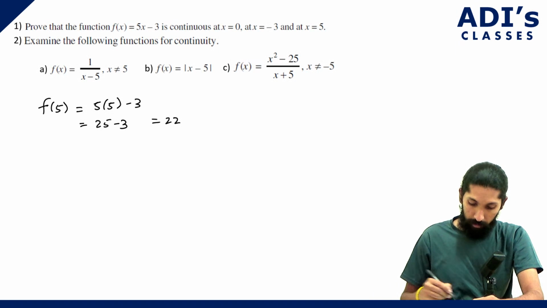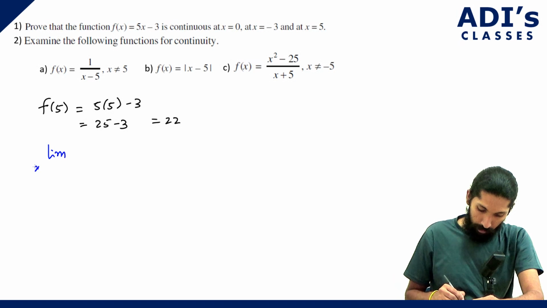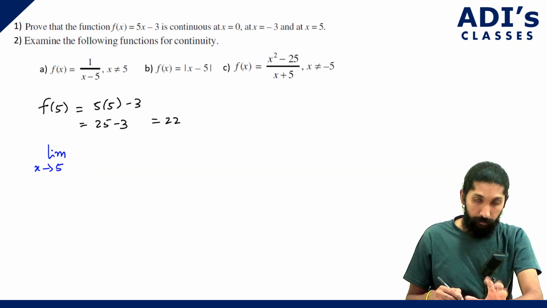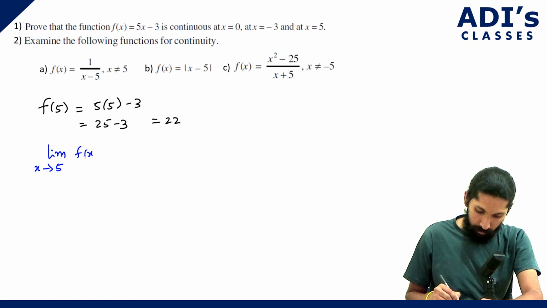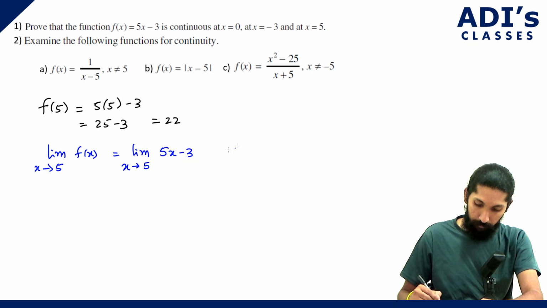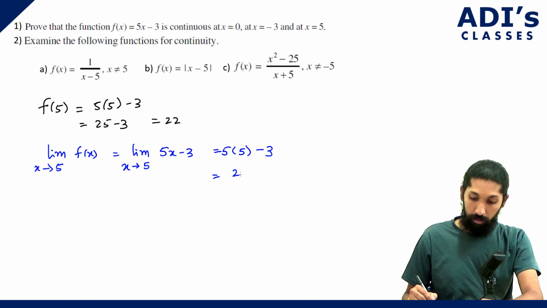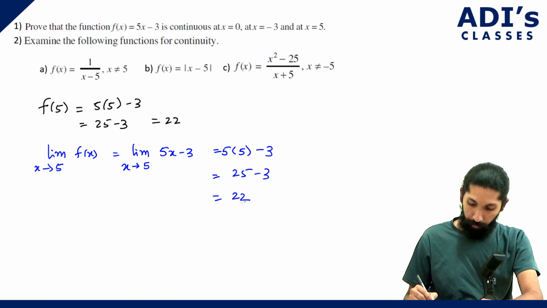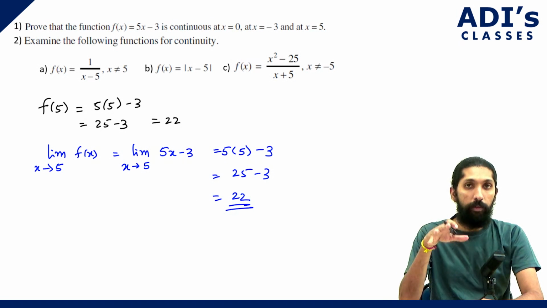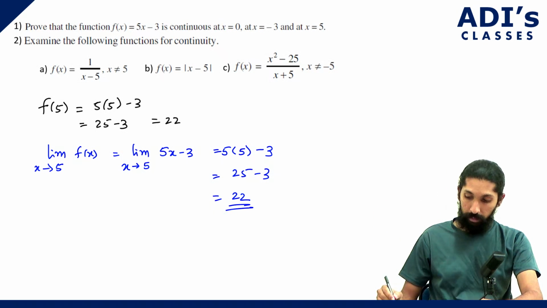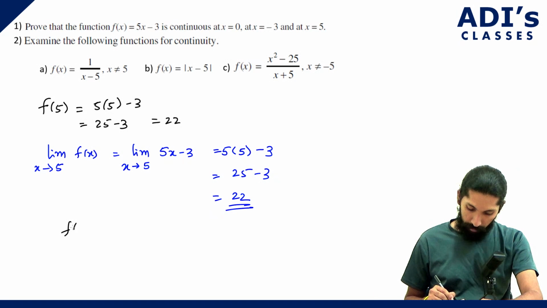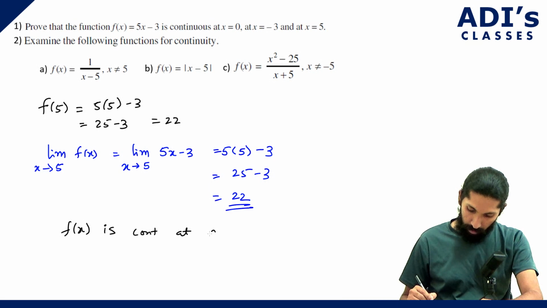Now again the next part, limit as x tending to 5, f of x. Limit as x tending to 5, you are going to have 5x minus 3, which is nothing but 5 into 5 minus 3. So that's 25 minus 3, which is 22. So we proved the same thing here also. So at the end, what you can write is that f of x is continuous at x is equal to 5.